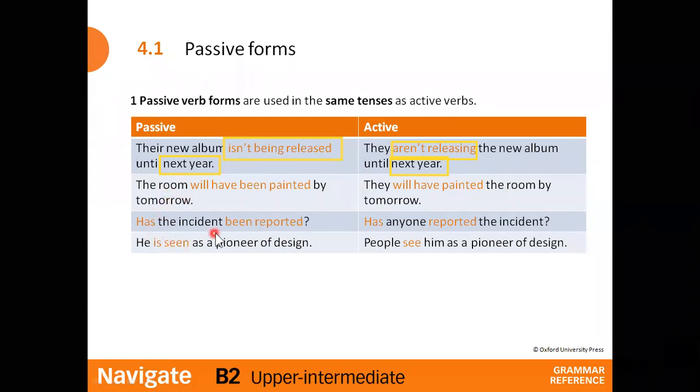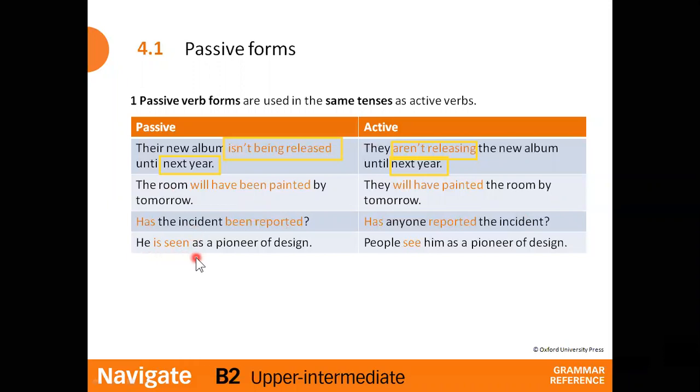Next one. Has the accident been reported? What? Incident. I'm sorry, incident. So what incident has been reported? And here, has anyone reported the incident? The incident, what? Here, "incident" is the object, but in this sentence, this is the subject.